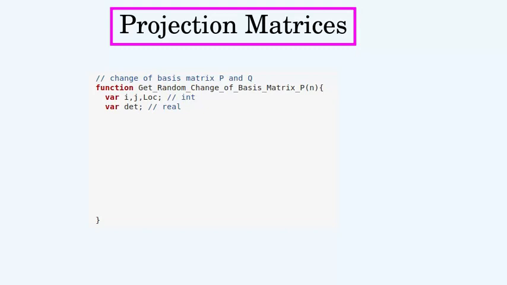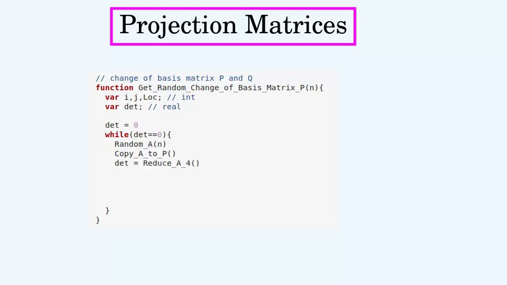We'll calculate a random change of basis matrix here. We'll make up a loop here while the determinant is 0. So we'll get a matrix with a non-zero determinant so that we can find its inverse. So we'll get a random n by n matrix and put it into A. Then we'll copy this matrix to P, being the standard variable to store the change of basis matrix.